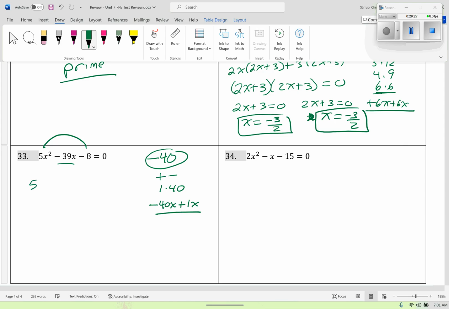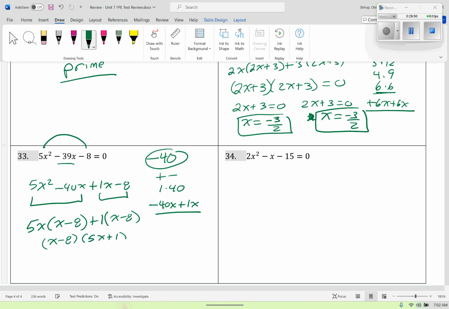So let's plug it in. So I get 5x squared minus 40x plus 1x minus 8. I'm going to factor a 5 out of both of those and an x. So that's going to leave me x minus 8. Middle sign comes down. Nothing factors out, so you have a 1 as a placeholder. So x minus 8 and 5x plus 1. But it's equal to 0, so I'm going to set each of those equal to 0 and solve. So I'm going to add 8 to both sides here. And then I'm going to subtract 1 and divide by 5. Here's my other answer.